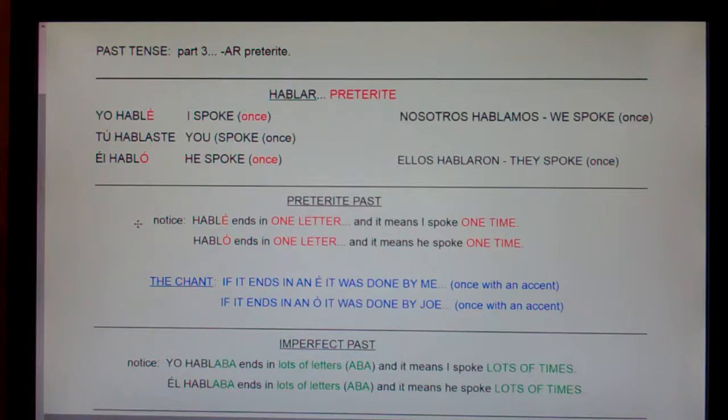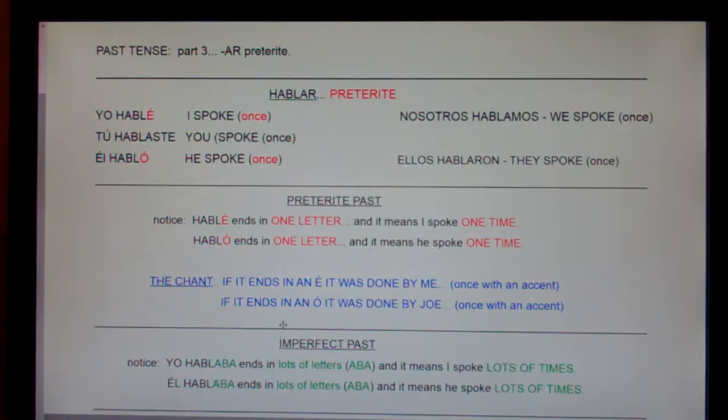Let me give you an example. If I say to you, hey, when I was little, I spoke to the president. Well, you don't know if I spoke to him once or lots of times. Well, if I say I spoke to the president and it ends in one letter, you know that when I was little, I spoke to the president one time. But if I say yo hablaba con el presidente, I spoke with the president and it ends in lots of letters, it's much more impressive. It means I spoke with the president lots of times.